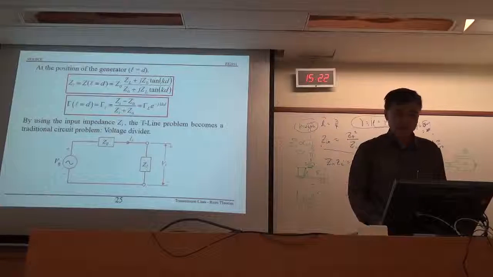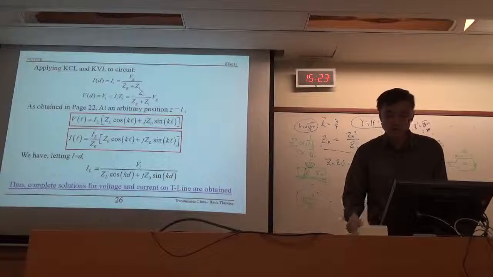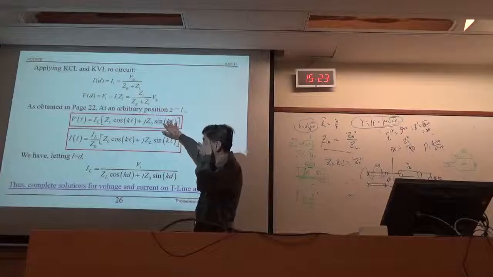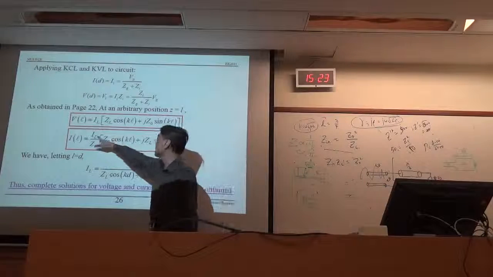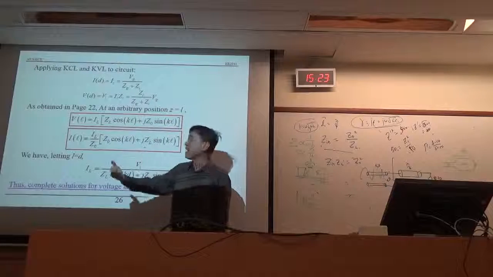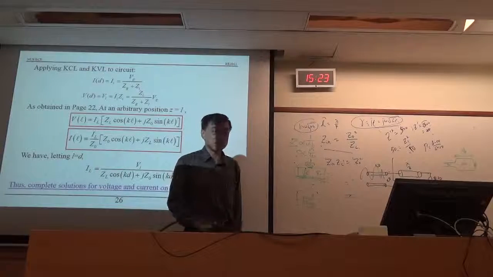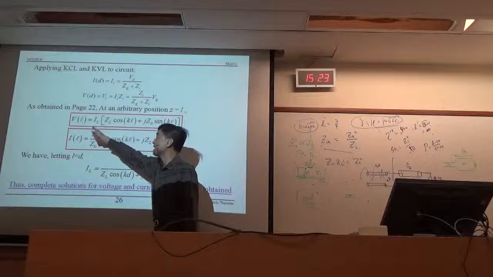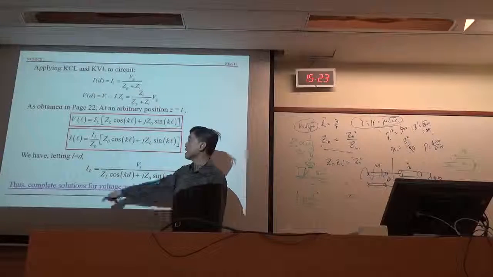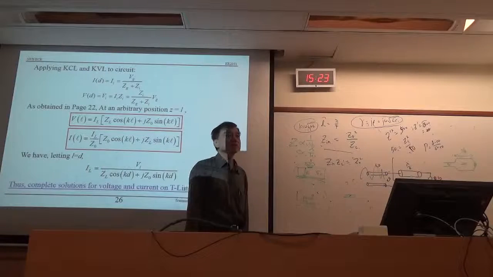Once again, these are the two equations that you need to know, which link the current at the load end to the voltage and current at any point along the transmission line. So you can have Vi and calculate IL, or you can have Ii and also calculate IL.